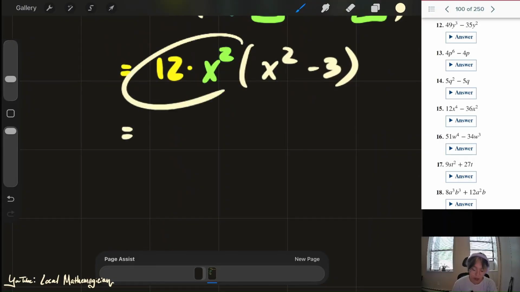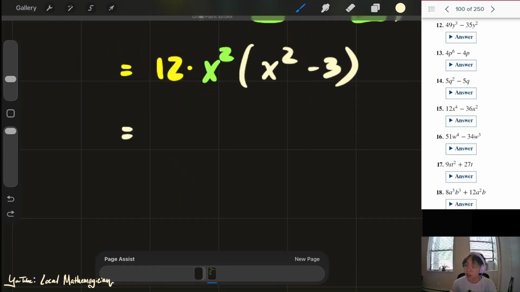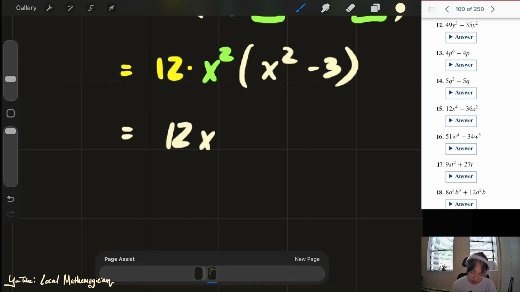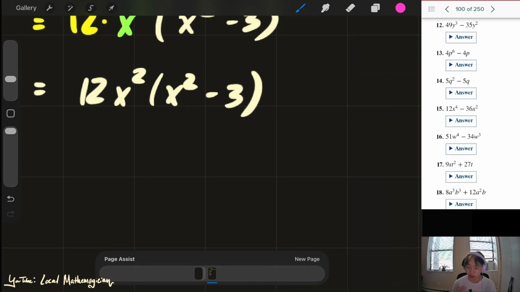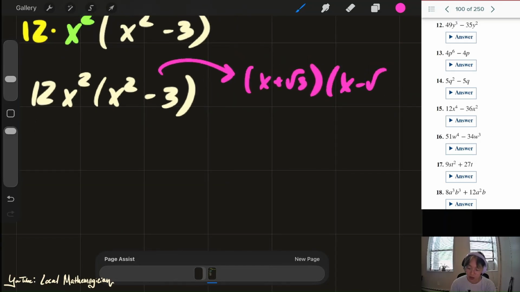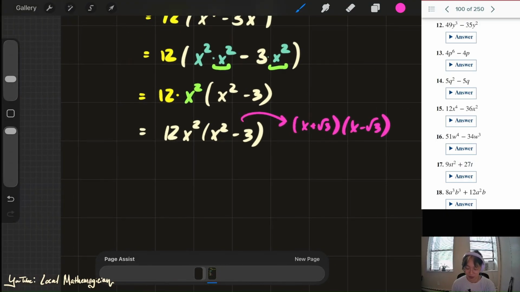And of course, if there's any like terms out here we want to combine, any multiplication we want to combine down, you can end this with 12x squared, x squared minus 3. Okay? Deeper into this class, there's actually one more step, and the step is actually going to be x plus root 3 and x minus root 3. Okay? But that's a different conversation. For our purposes, this is okay. All right? Okay.